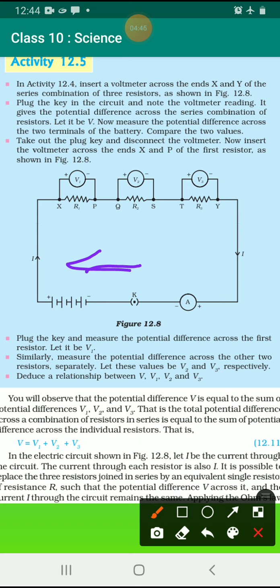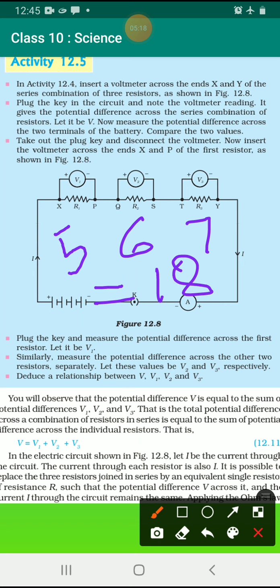So what I am trying to tell you in this picture is, just imagine that this resistor gives a resistance of 5, this one gives, suppose, 6, and this one gives, suppose, 7. So if I add all these resistances, 5 plus 6 is 11, plus 7 is 18. You say, sir, 18 ohm is the total resistance of these three resistors.